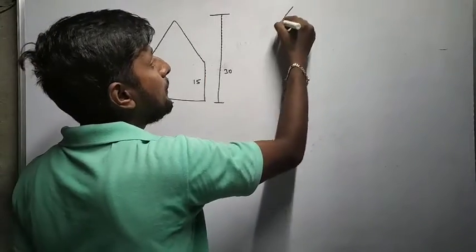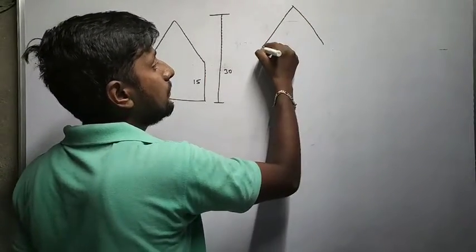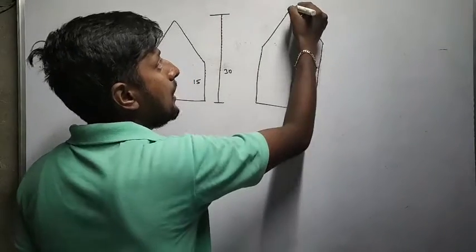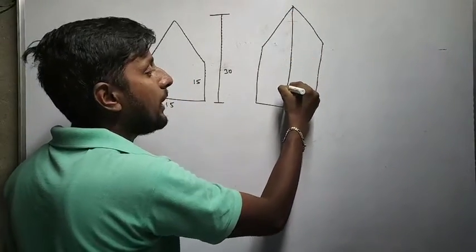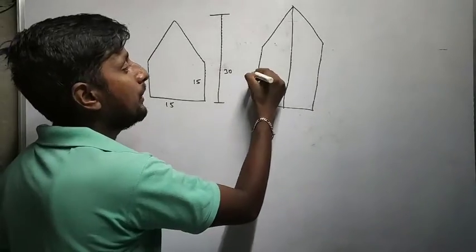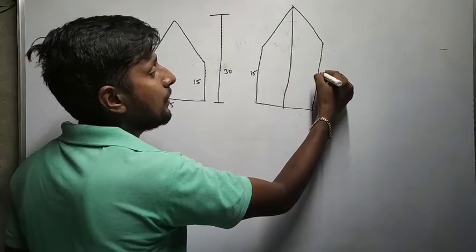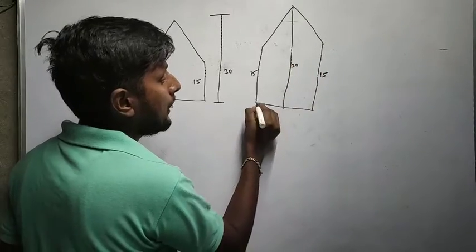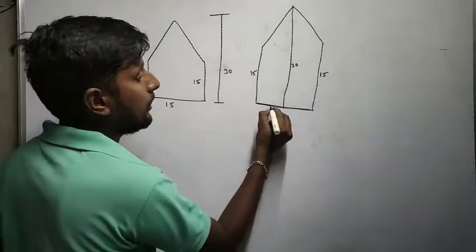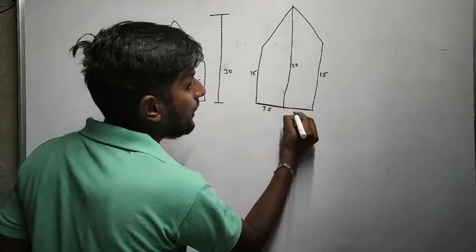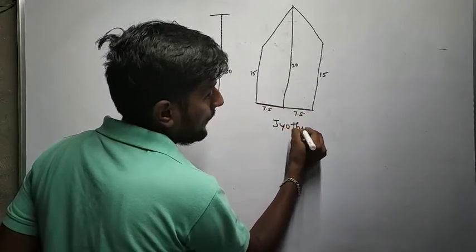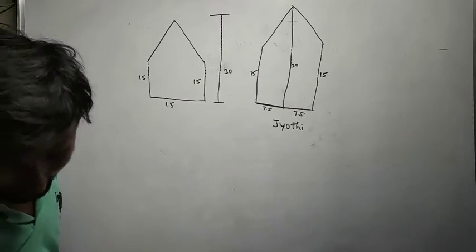But what did Jyoti do? Jyoti drew the same diagram. She has divided it into two equal parts. So 15 as it is. The total is 30, am I right? Here down 15, so here we'll take it as 7.5. It is Jyoti's diagram. So Jyoti did like that.